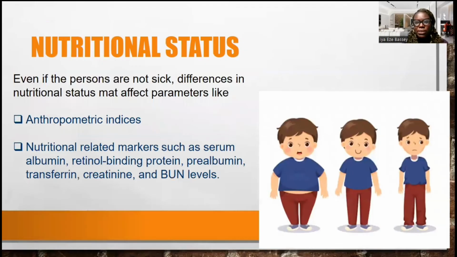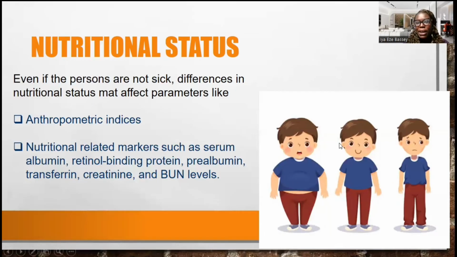Then nutritional status. You can see these children, they are children. They are not sick, but they are different. You will find out that the particular parameters, like if you look at their anthropometric indices, will be different for these different children, even though they are not sick. And if you also look at your nutrition-related markers like your proteins, your albumin, your retinol binding proteins, your prealbumin, your transferrin, your creatinine, and BUN levels, they will be different for these children. It's not that they are sick, but there is a difference in their nutritional status.